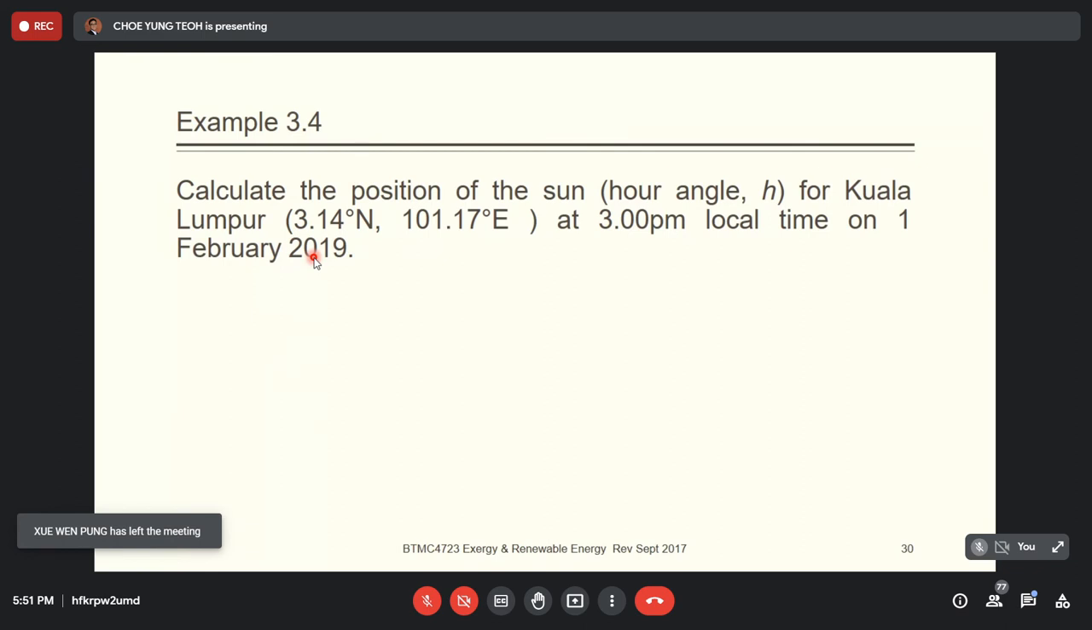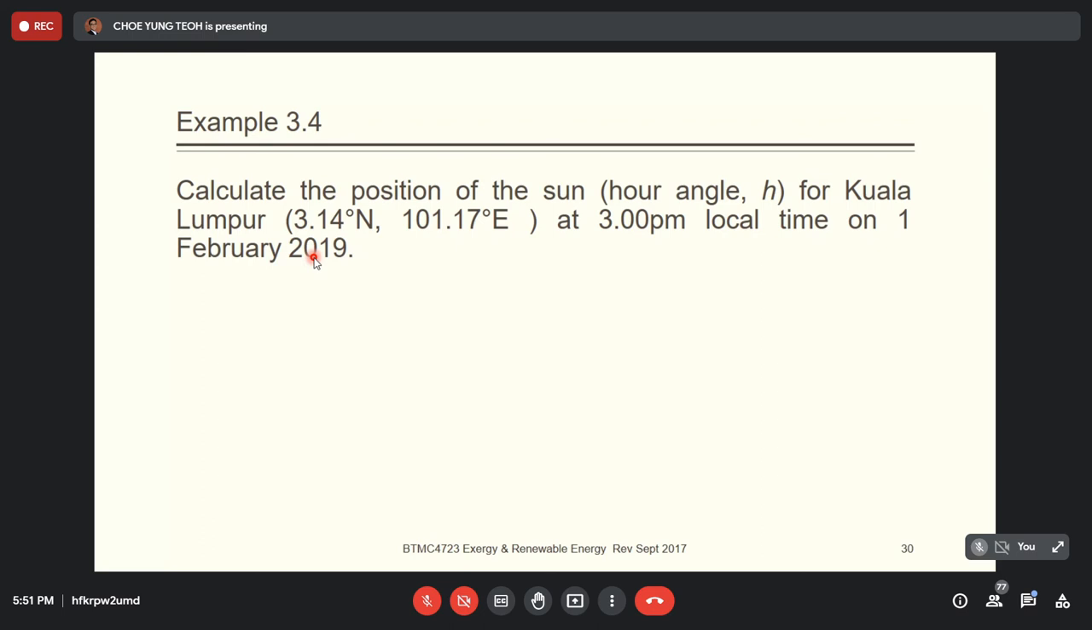So the question asks for the hour angle. In other words, we need to find the local solar time, because the hour angle always takes the local solar time as a reference. You know the hour angle, you will know the solar time. You know the solar time, you will know the hour angle.